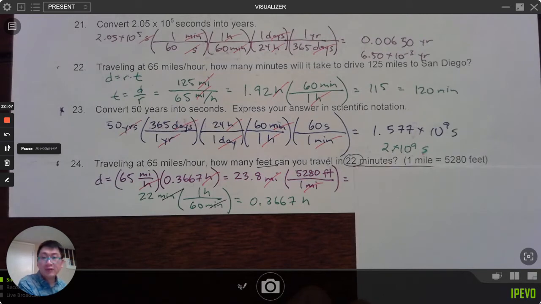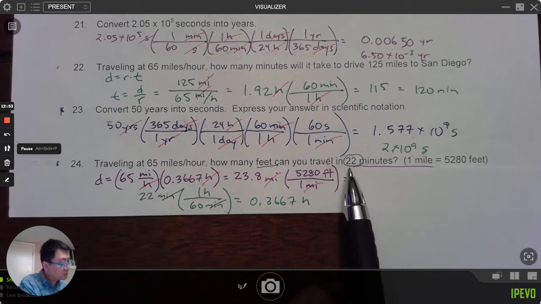Okay, question number 24. Traveling at 65 miles per hour, how many feet can you travel in 22 minutes? A mile is 5280 feet. Okay, distance is equal to rate times time. I know the rate, 65 miles per hour. I know the time, 22 minutes.